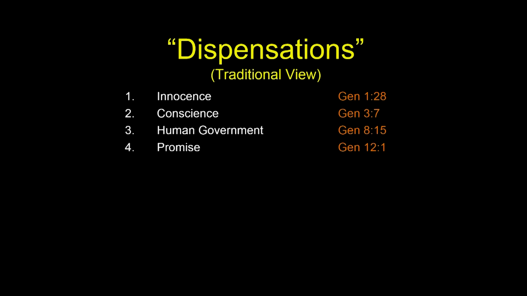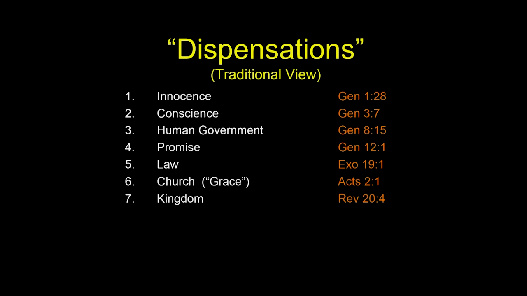Then the promise that was given to Abraham launches a whole other dispensation. And of course, the giving of the law, which we're going to experience here in the book of Exodus. And then, of course, the church period, which is the New Testament period, if you will. And finally, the kingdom, when it's finally set up. These are segments that are sometimes called dispensations. Don't get confused by, sometimes the sixth of these is called the age of grace, but that's misleading, because grace is always the premise in all seven of these.